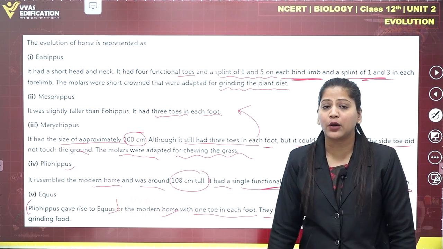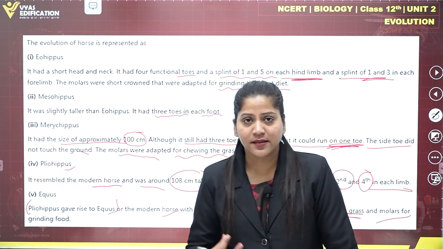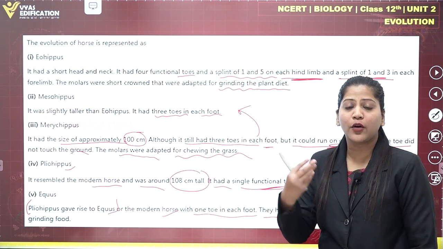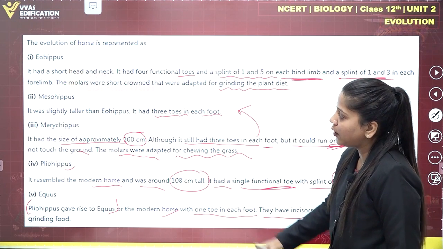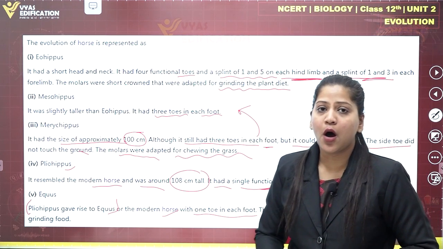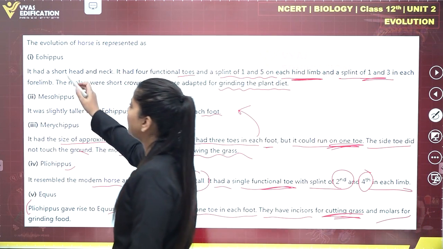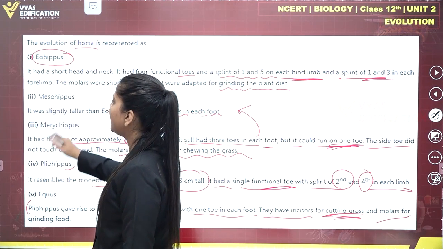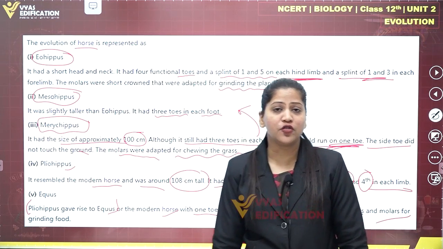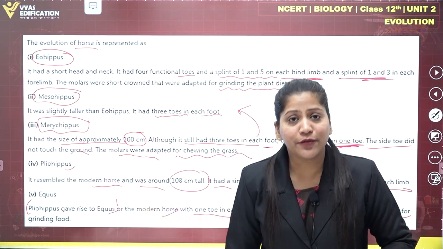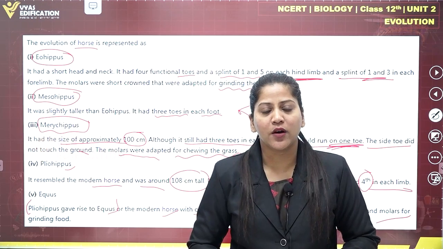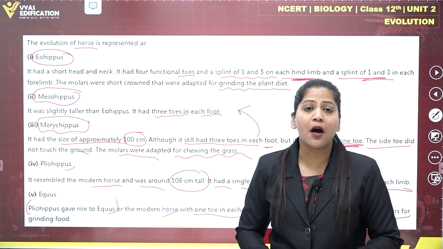The modern day horses, or Equus, have incisors for cutting the grasses, and they have molars for grinding the food. So this is the evolution of horses. This is your representation of horses. The first organism during the evolution of the horse was Eohippus, then Mesohippus, then Merychippus, and after Merychippus, Pliohippus evolved, and finally after Pliohippus, the modern day horses known as Equus evolved. So this is your evolution of the horse.